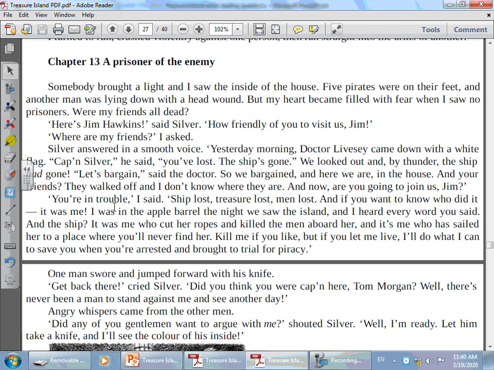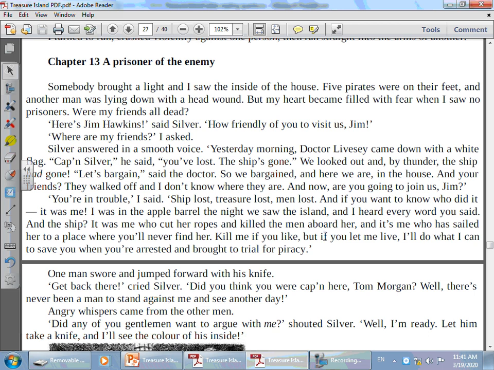You are in trouble, I said. Ship lost, treasure lost, men lost. And if you want to know who did it, it was me. I was in the apple barrel the night we saw the island, and I heard every word you said. And the ship? It was me who cut her ropes and killed the men aboard her. And it's me who sailed her to a place where you will never find her. Kill me if you like, but if you let me live, I'll do what I can to save you when you are arrested and brought to trial for piracy.